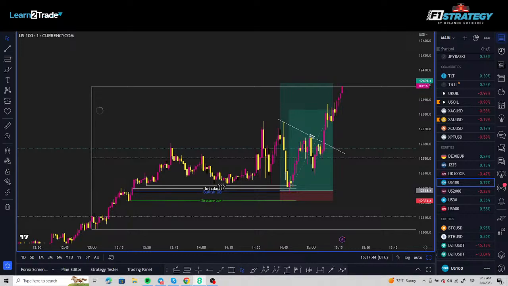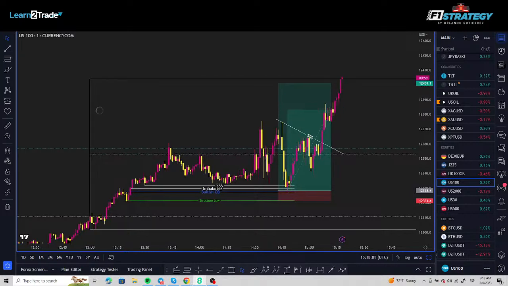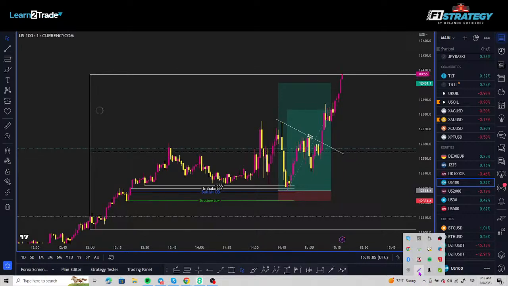I'm going to close the entire Nasdaq longs here. There it goes. It's about to hit 12,400. Oh boy, this is super strong. Yeah, 12,400 has been hit. 12,401, 12,402, 12,404. Wow. Boom. There you go. 12,407. Wow. Very impressive.